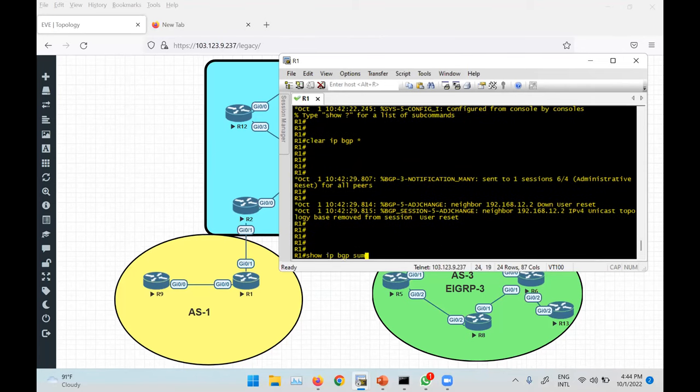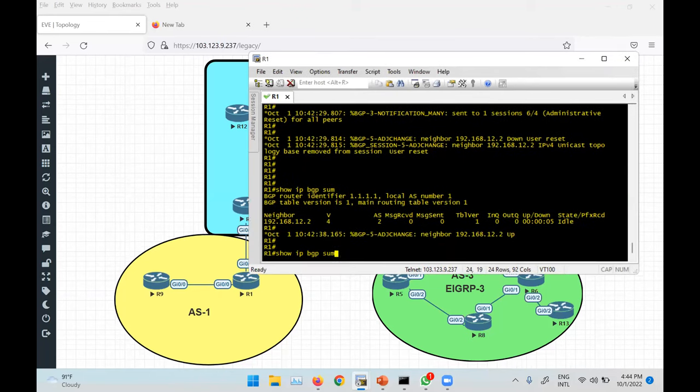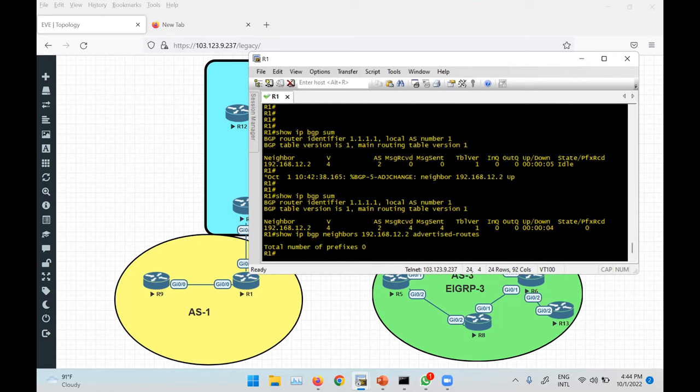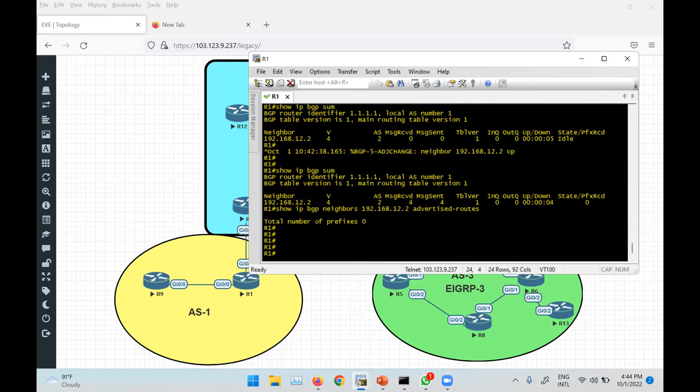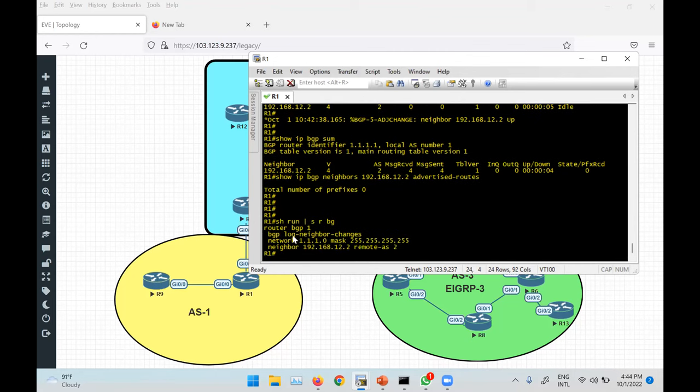Show ip bgp summary. The neighbor was just not up yet, now it's up. Let's see whether we are sending any routes. Still we are not sending any routes here, right? So why are we not sending any routes? We already advertised the route, show run section router BGP. If you see the network, we are already advertising, and the neighborship has already happened. Why is it not advertising? This is the most important thing you have to check when you are advertising something.